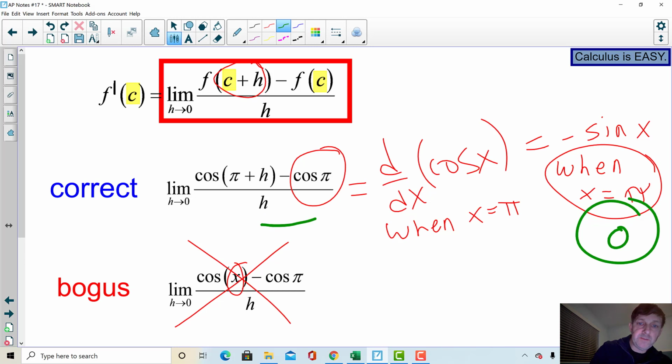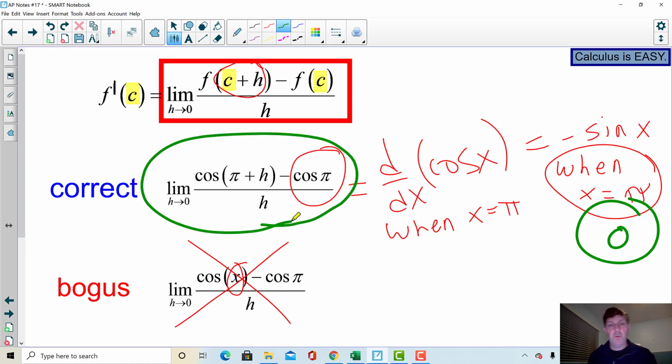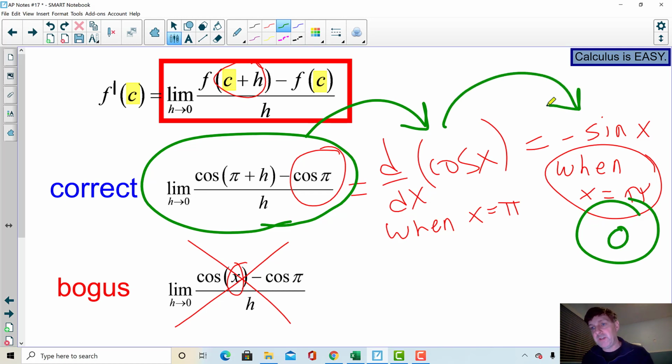So that means that this limit is equal to 0, and we never had to actually do the limit. We just recognized that it was the derivative for cosine when x is pi. And that's an easy derivative to do. Only takes a couple seconds, and then you plug in the pi. Much easier than doing that entire limit.